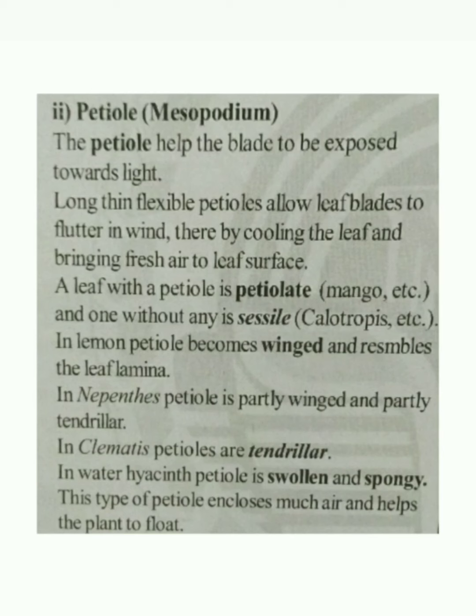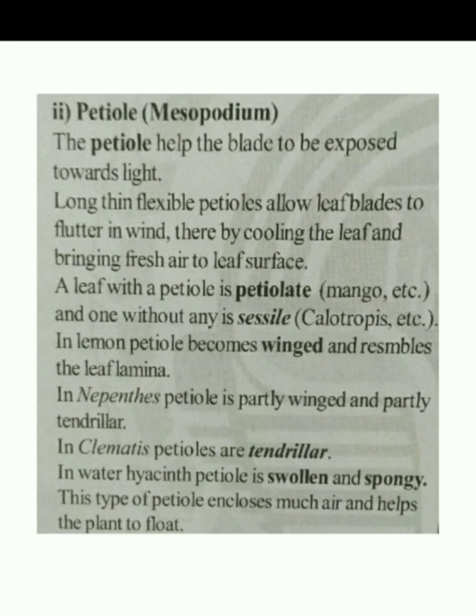In water hyacinth, the petiole is swollen and spongy. This type of petiole encloses much air and helps the plant to float. As we know, water hyacinth floats on the surface of water. So one reason for that floating is the petiole. There the petiole is swollen and spongy, which helps the easy movement of the plant. Floating of the plant is possible because of this swollen and spongy petiole.